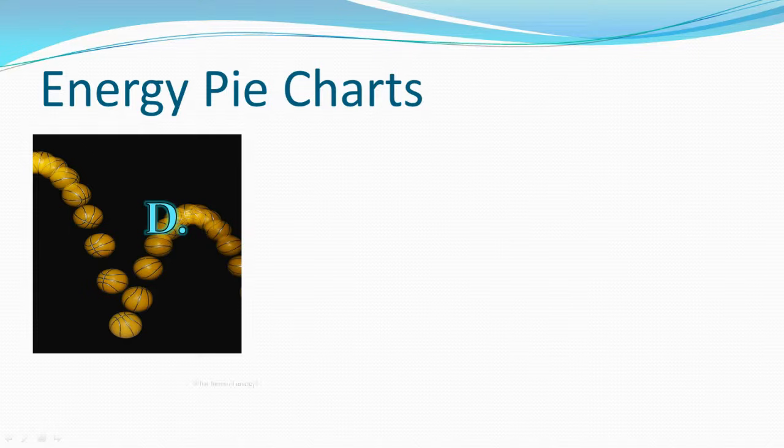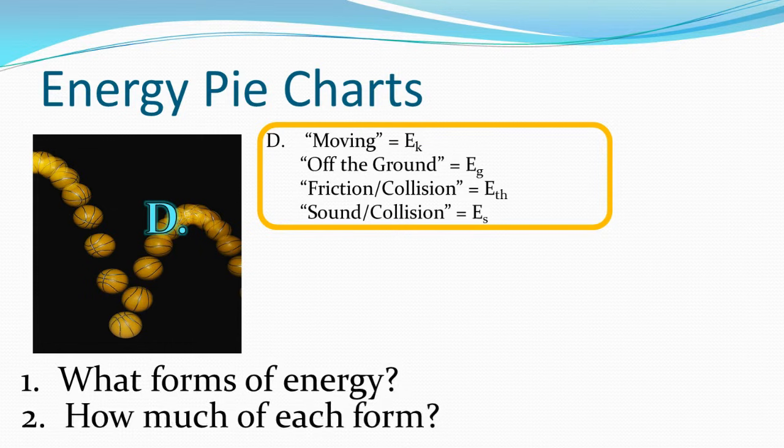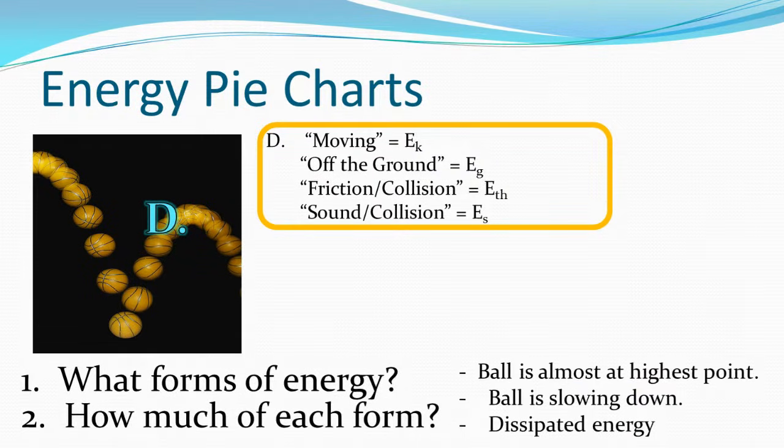At point D, we look at what we observe. It's moving, it's mostly off the ground. We still have to account for that thermal energy and sound energy created by the collision. Now we need to look at how much of each form is present. The ball is almost at its highest point. We can observe where it starts to turn back around.